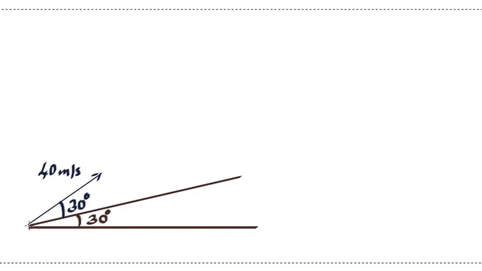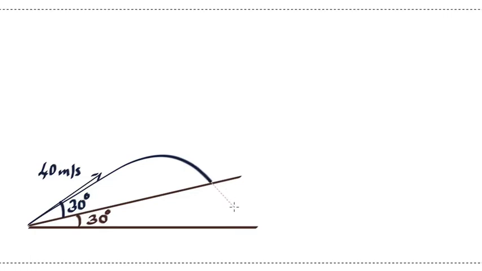Now this projectile will fly under the action of gravity and land somewhere on the hill. The question is, how far along the hill does it land? The first step in solving any physics problem is making a drawing. We have done that. The second step is choosing a coordinate system.